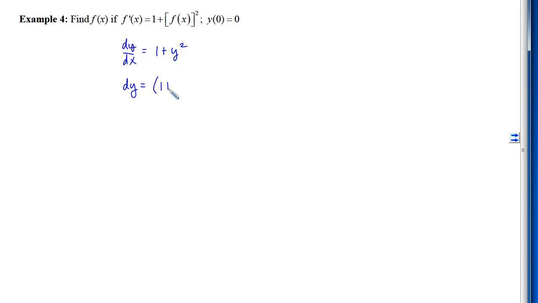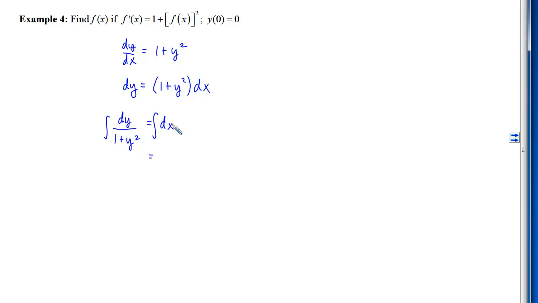Now I have multiple students who try to separate this incorrectly. They try to subtract the y squared to the other side, and that does not work because the y squared is attached to this dx. So the only way I can get this away from the dx is to divide. If I divide, I'll get dy over 1 plus y squared, and now I'm ready to integrate both sides.